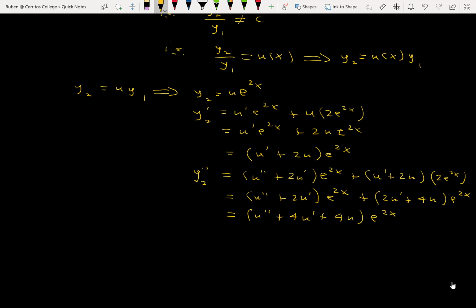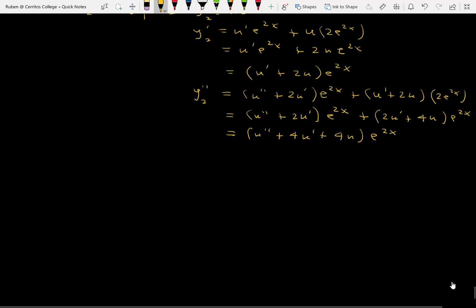Finally, factor out the e to the 2x: u double prime plus 4u prime plus 4u, times e to the 2x. And now we substitute the original y2 prime and y2 double prime into the differential equation and figure out what this differential equation tells us the non-constant u should look like.